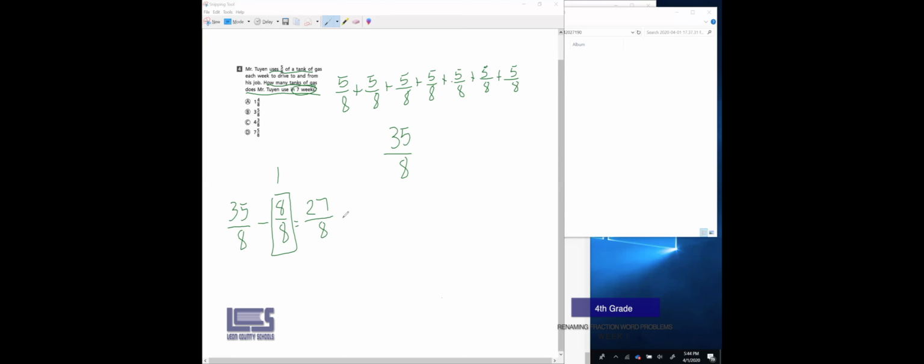We can still subtract another whole from 27/8. So that'll give us another whole. Then we'll be left with 19/8. We can subtract another whole. So then that'll be left with 11/8. We can subtract another whole. And then we'll be left with 3/8.